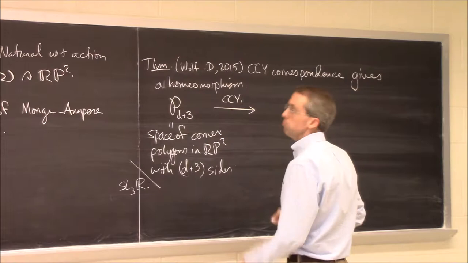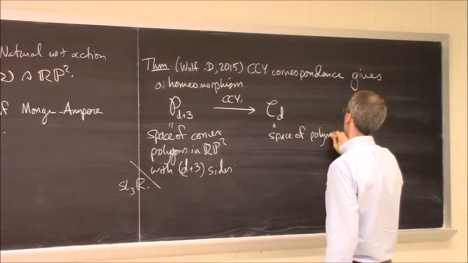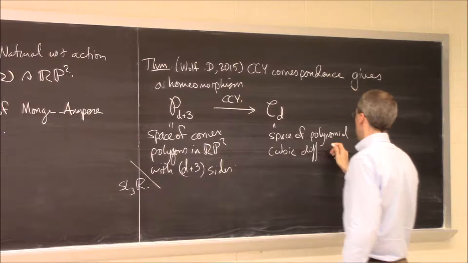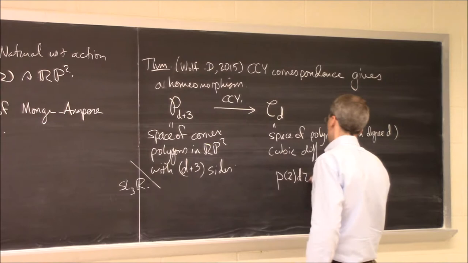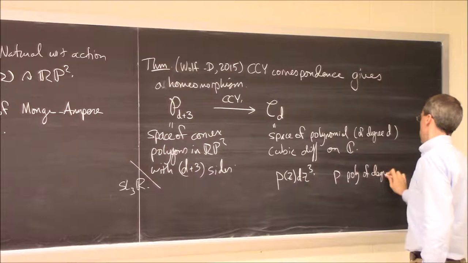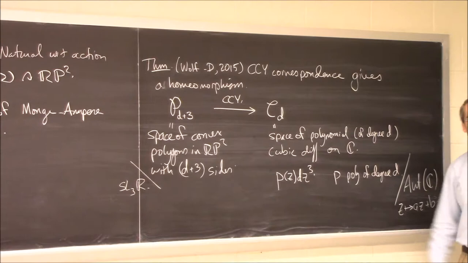now I'll just tell you what the cubic differentials you get are. You get exactly C_D. This is the space of polynomial cubic differentials on the complex plane. Polynomial of degree d, cubic differentials on the complex plane. So things that just look like p(z) dz cubed, where p is a polynomial of degree d. And what is the natural notion of isomorphism on this side to make it some kind of moduli space? You look at all the holomorphic automorphisms of the complex plane, so z goes to az plus b, where a is a non-zero complex number. This acts on such things by pullback of the cubic differentials.